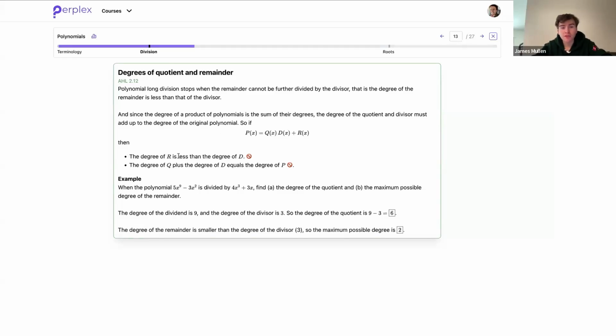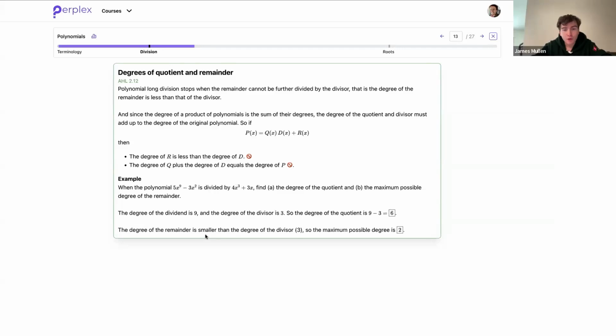But in general, the degree of r is always going to be less than the degree of d. Okay, let me put that into a specific example. If I have the polynomial 5x to the 9 minus 3x squared, and I divide by 4x cubed plus 3x, then the degree of the dividend is 9, and the degree of the divisor is 3. So that means the degree of the quotient is going to be 9 minus 3, or 6.